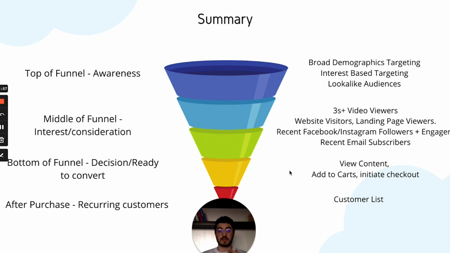It could be 3-second plus video viewers, people who have watched the ads for 3 seconds or more, website visitors, landing page viewers, recent Facebook and Instagram followers / engagers, recent email subscribers. So again, people who have not yet bought but are showing interest in the brand. Finally, you have the bottom of funnel, decision, ready to convert. Those are going to be really, really small and hyper-targeted audiences, people who have viewed the content, add to carts, but have not purchased, initiate checkouts, and so on and so forth.